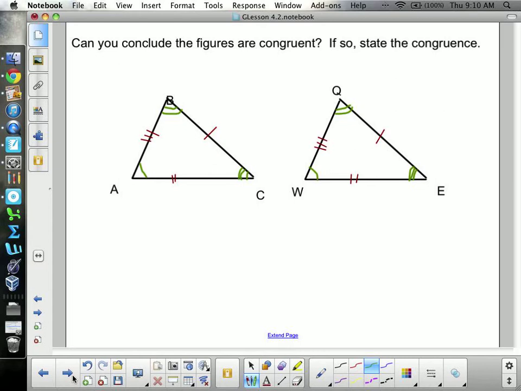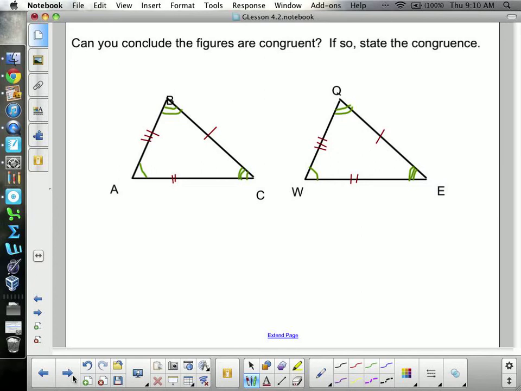Because they got all their corresponding parts congruent, right? The 1, 2, 3 side. Angle 1 is between side 2 and 3 here. Angle 2 is between side 1 and 3. And angle 3 is, yes, all the corresponding parts are in order. How would I name those congruent triangles?